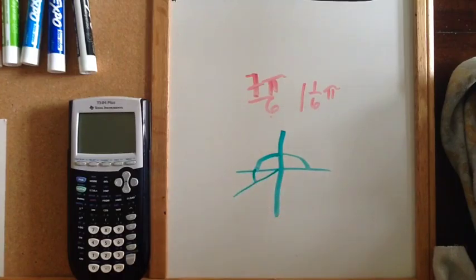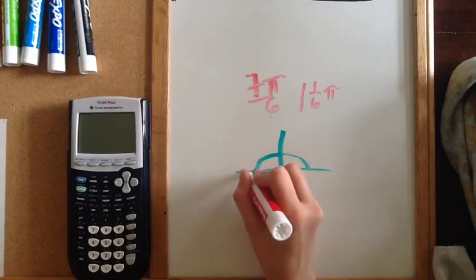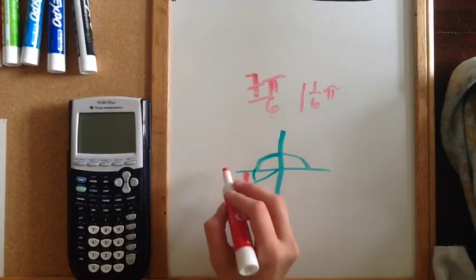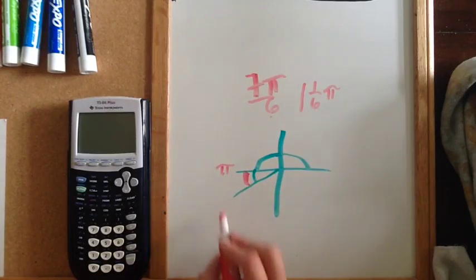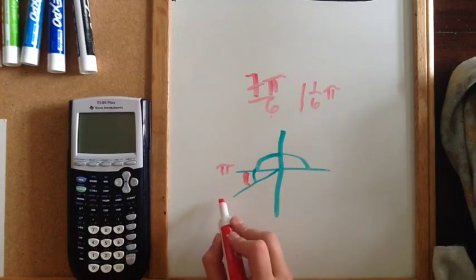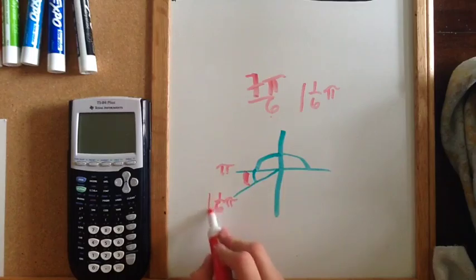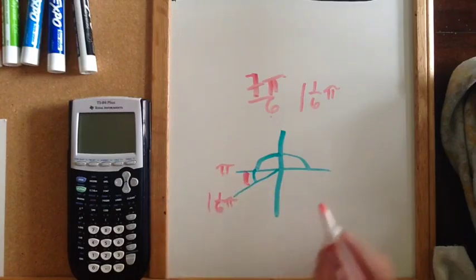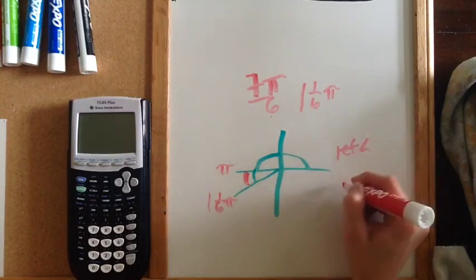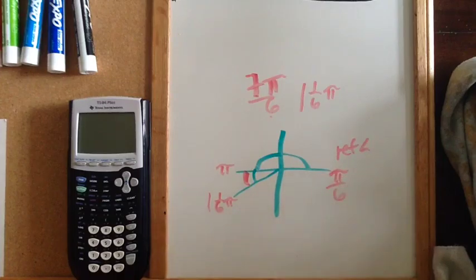So I'm going to put it here, but remember your reference angle is how far past 1 we went. So this is 1 pi, and we're now at 1 and 1 sixth pi. So I went a sixth pi past the pi. So then my reference angle is just going to be pi sixths.